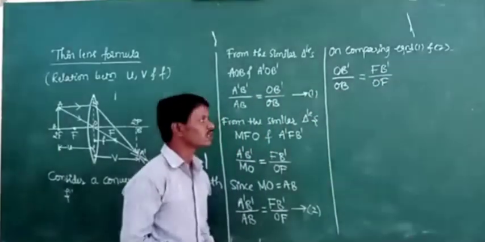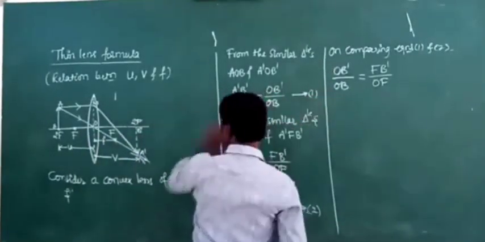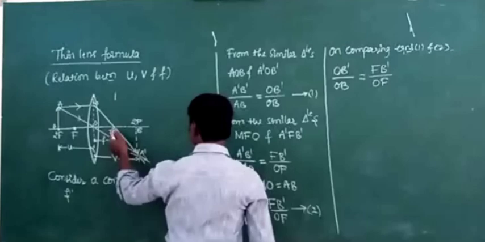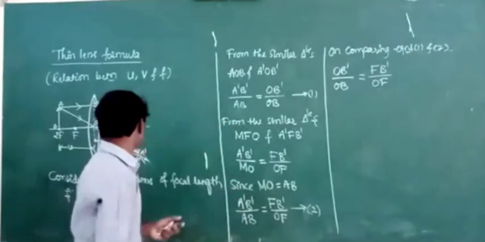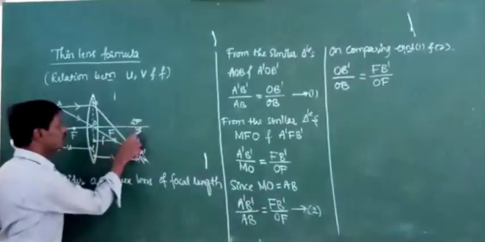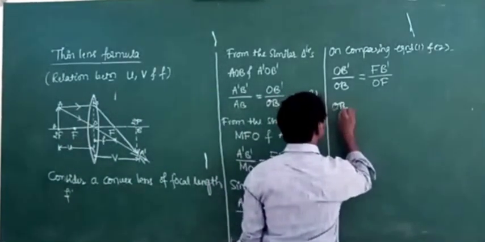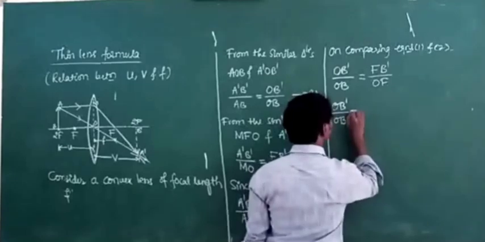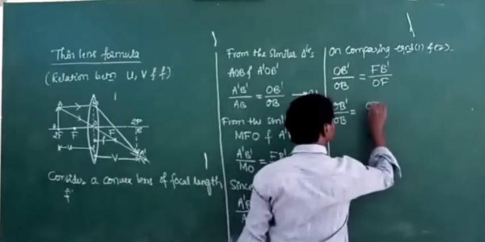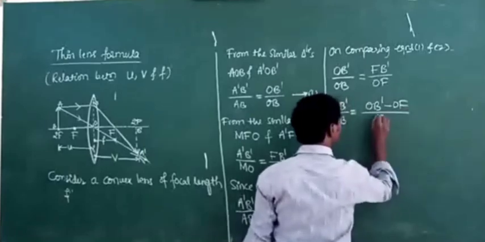Next, what about OB dash? OB dash is nothing but the image distance. What about OB? OB is nothing but the object distance. What about OF? OF is nothing but the focal length. But what about FP dash? We don't know, that we have to find. FP dash is nothing but OB dash minus OF. So OB dash divided by OB is equal to OB dash minus OF, divided by OF. Call this equation 3.